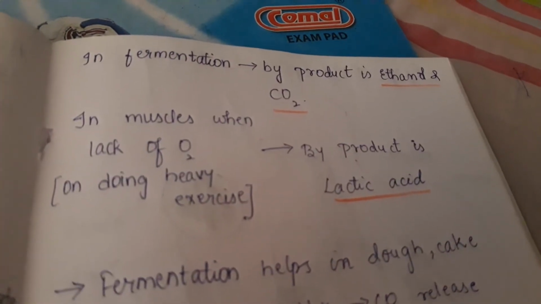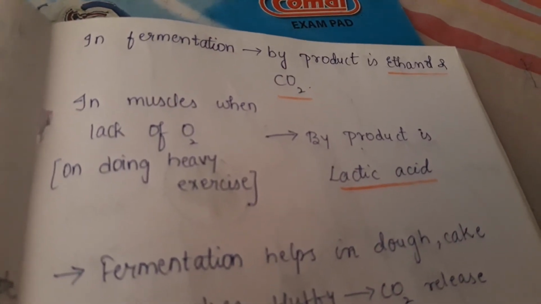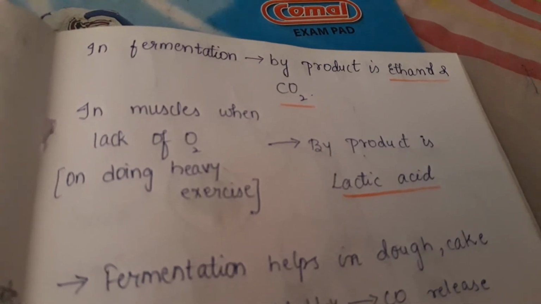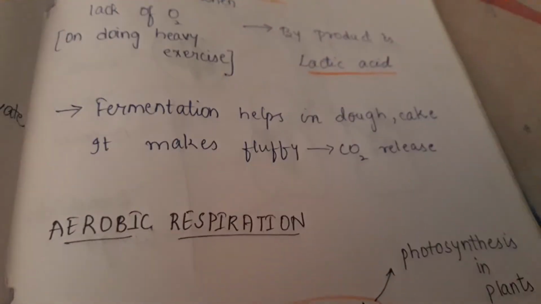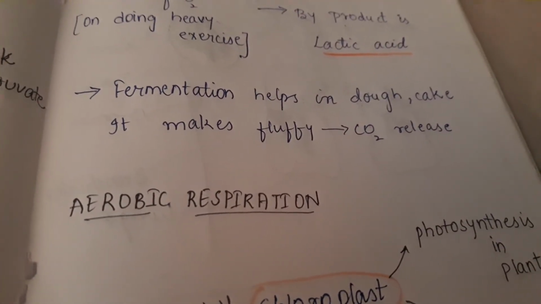Now in fermentation, the byproduct is ethanol and CO2, and in muscles, when there is a lack of oxygen during heavy exercise, or you can say by running, the byproduct is lactic acid. That is why we feel pain. Fermentation helps in making dough and cake fluffy because CO2 is released.